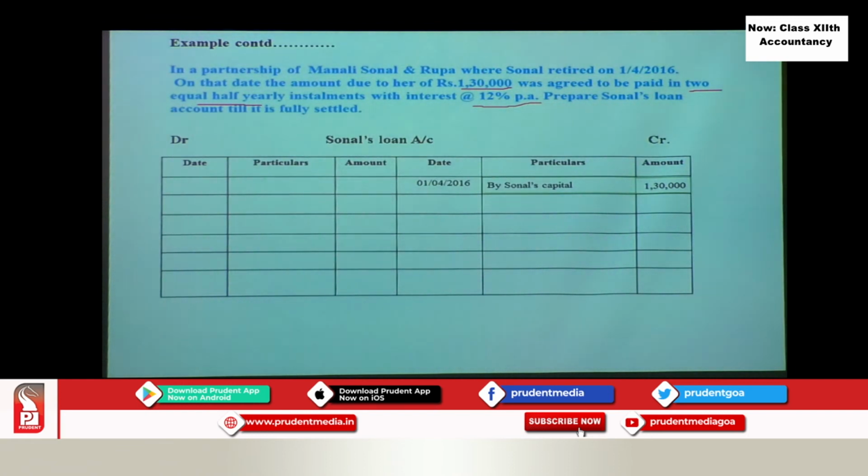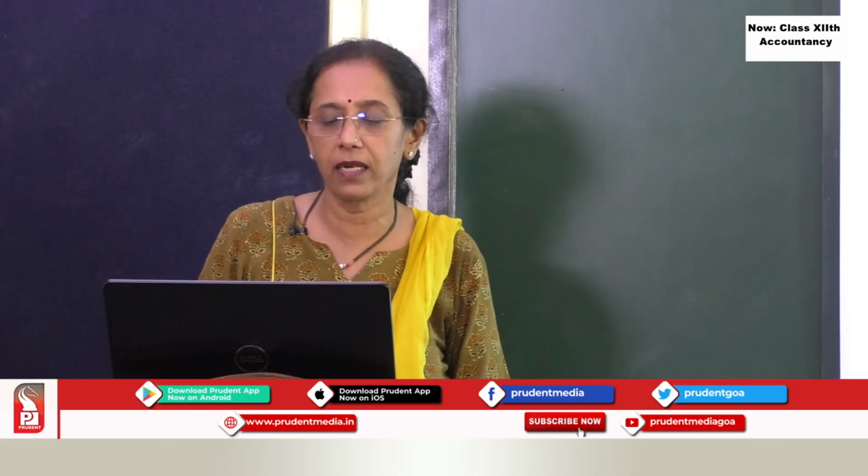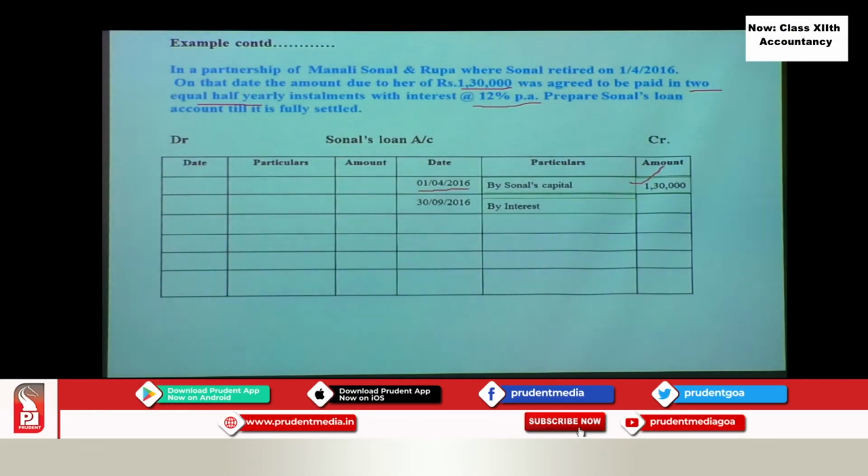And how is the payment made? Half yearly. So on which date did she retire? On 1st of April. So half yearly means after 6 months, so after 6 months we have to calculate the interest. Okay. So it will be on which date then? 30th September 2016. So on 1,30,000, if you calculate at 12%, for what period now? Up to 30th September, that is 6 months. So 6 upon 12.